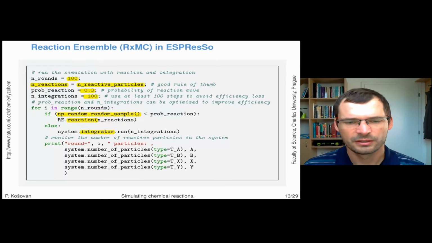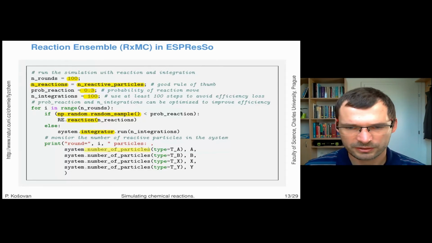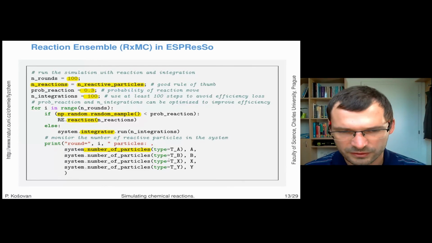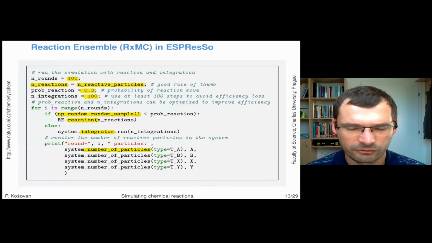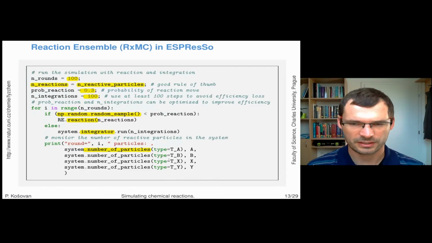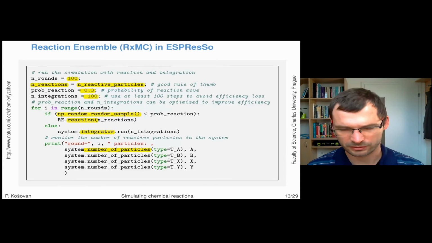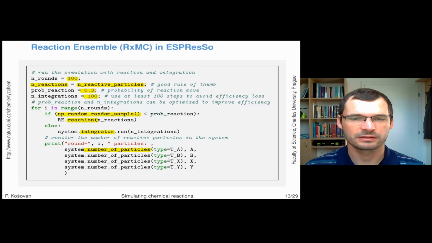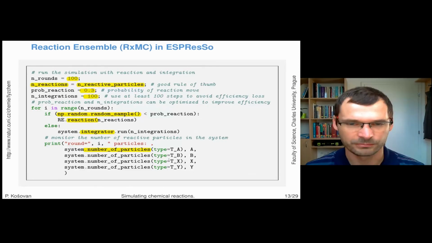So when doing this simulation, the quantity that I would like to monitor with respect to reaction is the number of particles of a given type, and this has its own command in the system module. So I'm saving the number of particles of each type in each frame of the simulation, and at the end I can compute an ensemble average of the number of particles for a given type. And that is my main result. That means the equilibrium composition of the system.